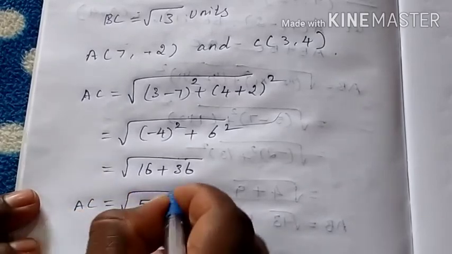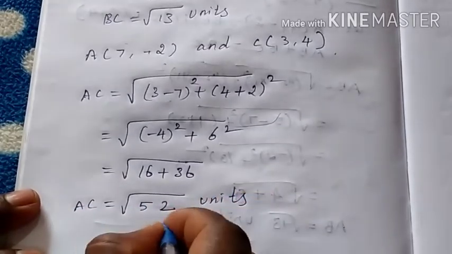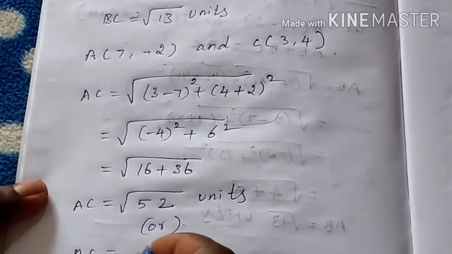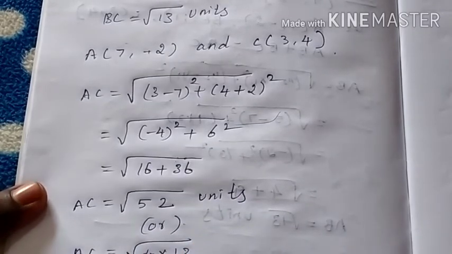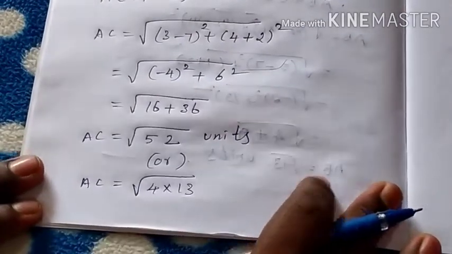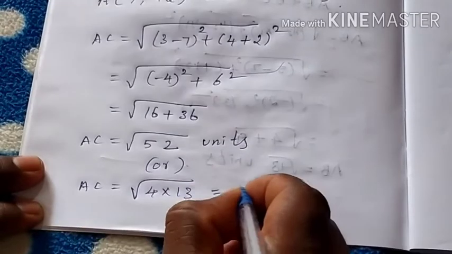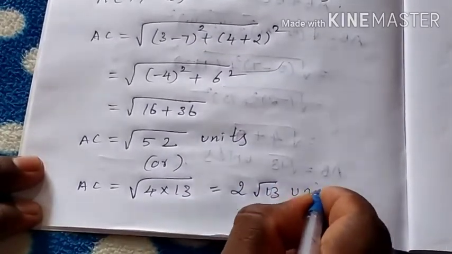AC is equal to 52 units, or AC equal to square root of 4 into 13. Is it or not? 4 13s are 52, which is equal to square root of 4, that is 2, then root of 13 units.